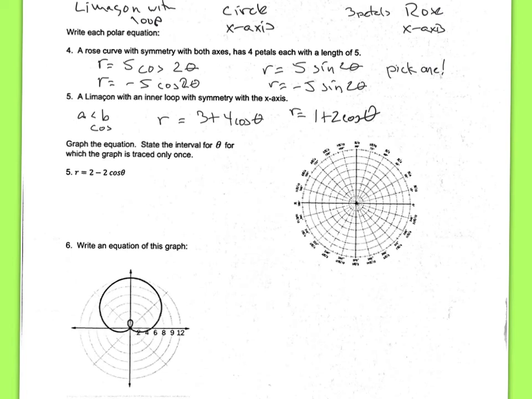Now we're going to graph this. State the interval for theta where the graph is traced only once. You can kind of tell by watching this, or if you need to graph a whole bunch of points, you can tell by doing that. So we know we have a cardioid because the numbers match. We also know that our main length is going to be 4. It's cosine, so it's also a negative in the middle, so we're going to go to the left.